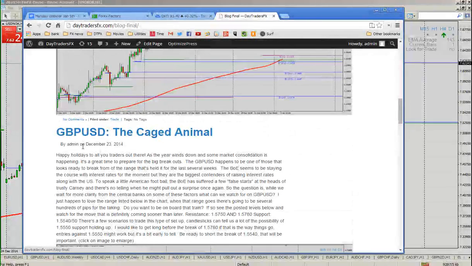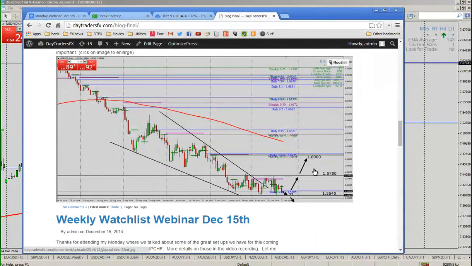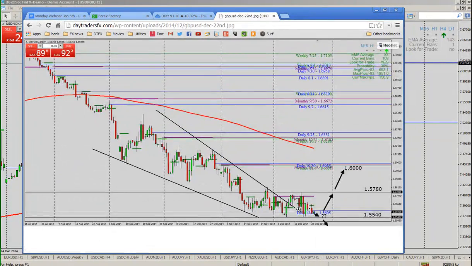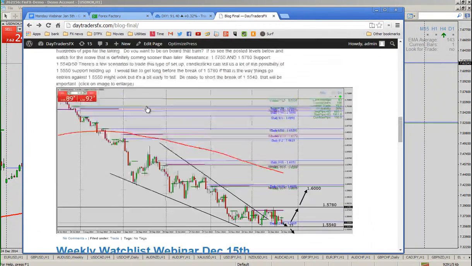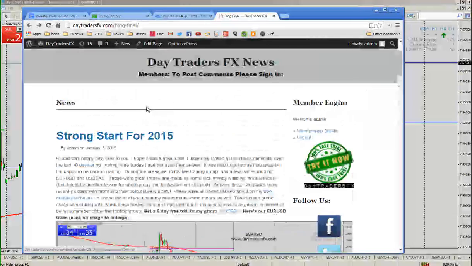This was the last post before I took a little bit of a break. December 23rd, we talked about the pound dollar either selling off short below 155.40 or making a significant run up through 157.80. And we know that the pound dollar made a massive break of 155.40 and just continued on down through there. So make sure you keep an eye on the website because there are some great trade ideas.